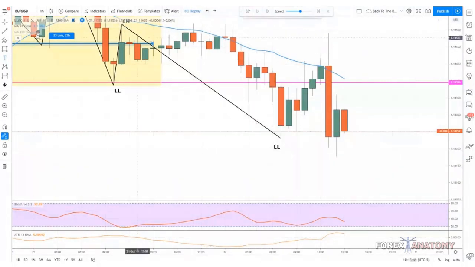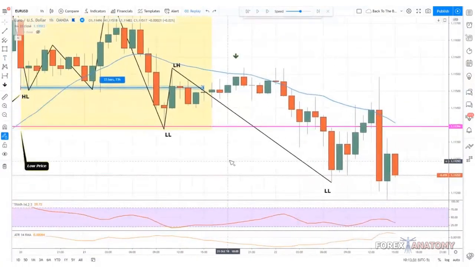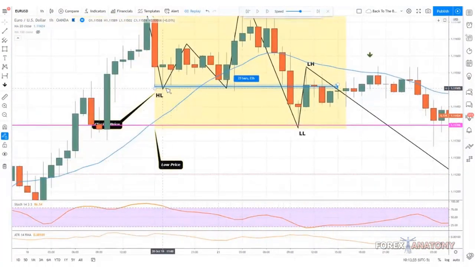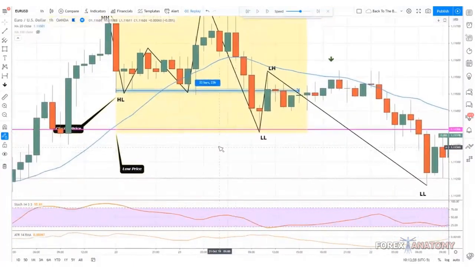So then what we're going to do is wait for price to correct, and correct higher. And what does it correct to? It corrects to this previous structure high right around here.